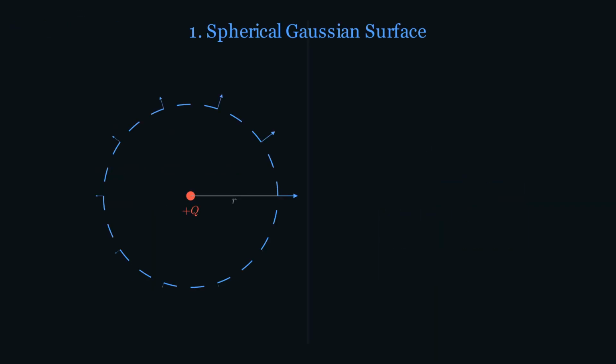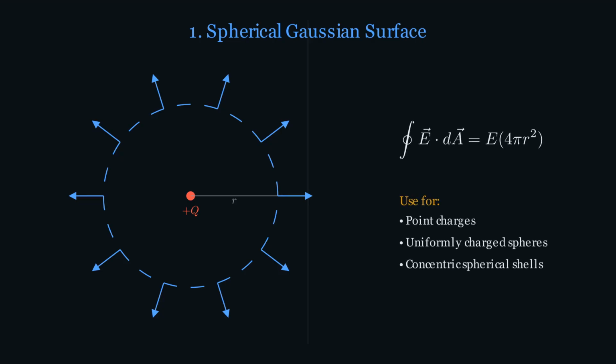Surface number 1, the sphere. Use this when the charge has spherical symmetry. That means point charges, uniformly charged spheres, or concentric spherical shells. On a sphere centered at the charge, E points radially outward everywhere, perfectly perpendicular to the surface. And by symmetry, E has the same magnitude at every point. So the integral becomes E times 4 pi r squared.